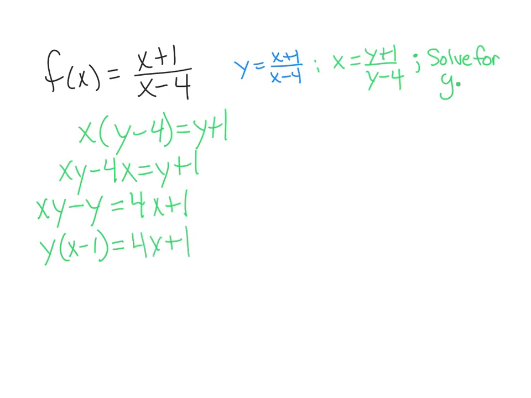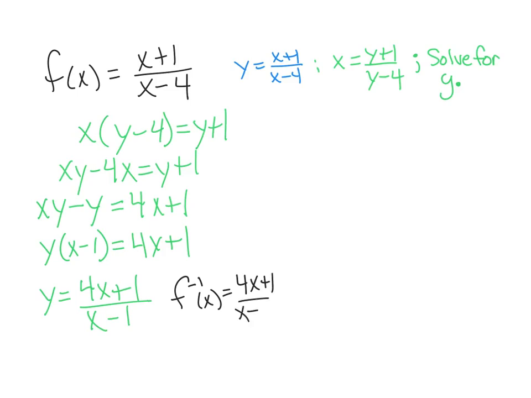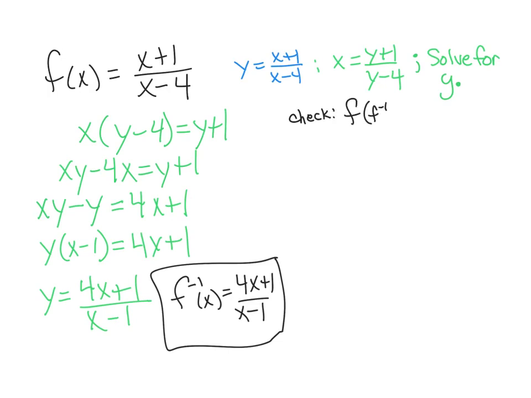And now you see all I have to do to get y equals is to divide away the stuff I don't want. I had that over on the left, and I'm dividing away that. Guess what I have? F inverse equals (4x plus 1) over (x minus 1). Now, you're not done because the next thing you have to do is to check your answer. How do you do that? You're going to plug the inverse into the function and make sure that that equals x.